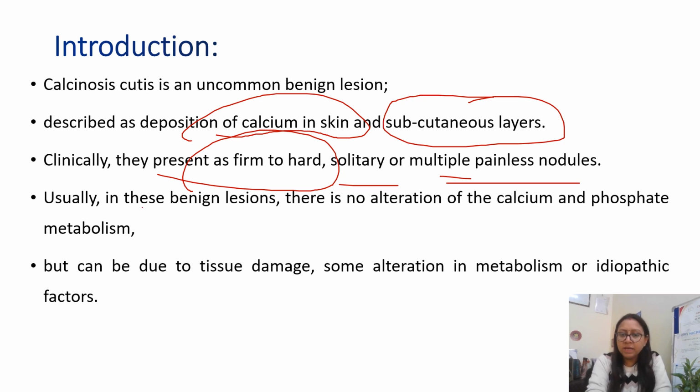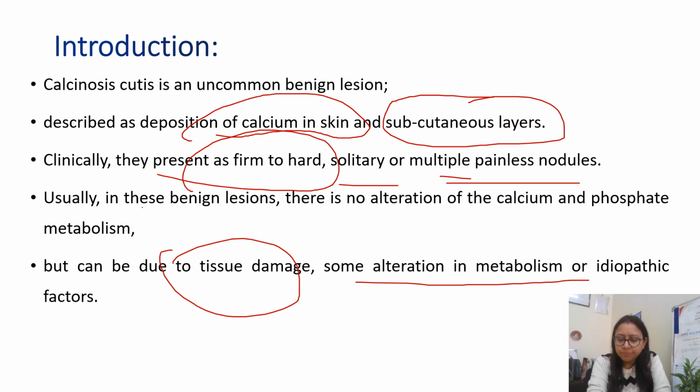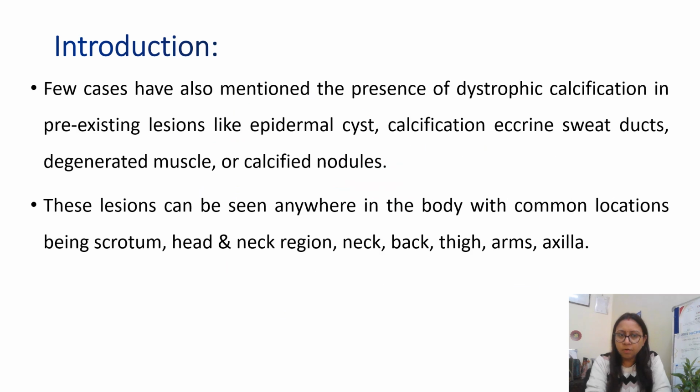And usually in these benign lesions, what we see is that the body's basic calcium and phosphate metabolism is not altered. It can be due to tissue damage. So local tissue damage is releasing your calcium, and then calcium is getting deposited. Some alteration can be there in the metabolism, or idiopathic factors can be there. Usually there is no alteration in calcium and phosphate metabolism.